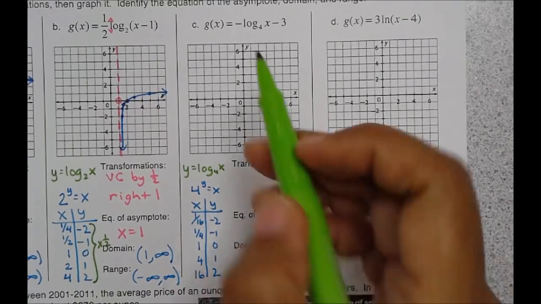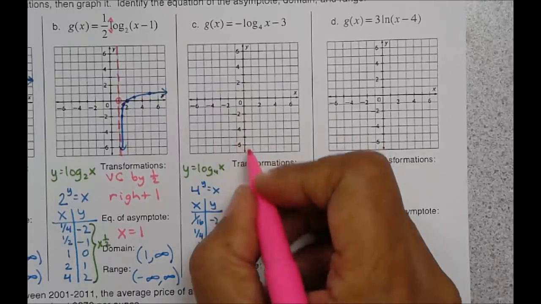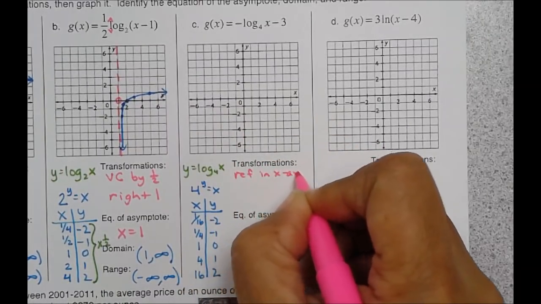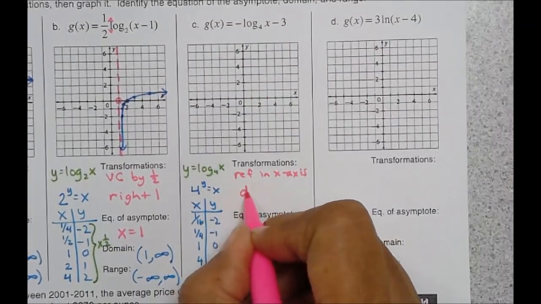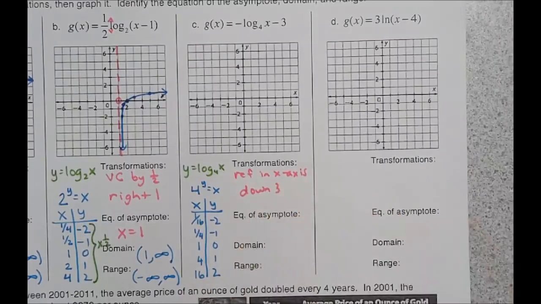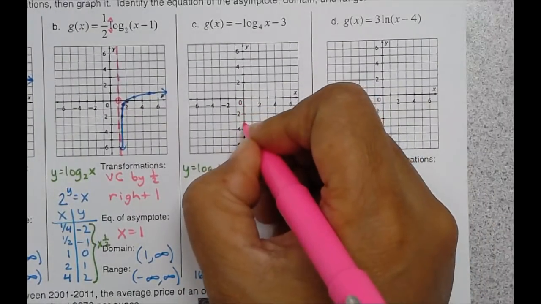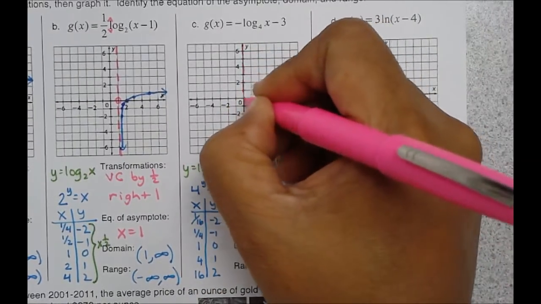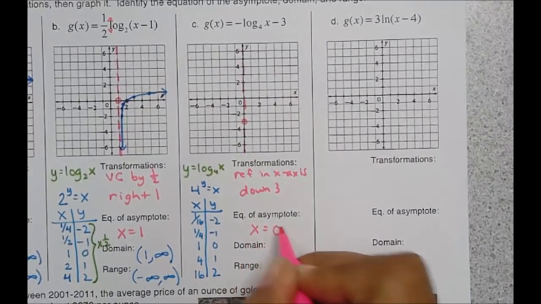Okay, transformations. What does the negative do? A negative basically is going to reflect in the x-axis. And then the -3 makes it go down 3. All right, so I'm going to start down 3. Open circle, vertical line. That equation is x equals 0.